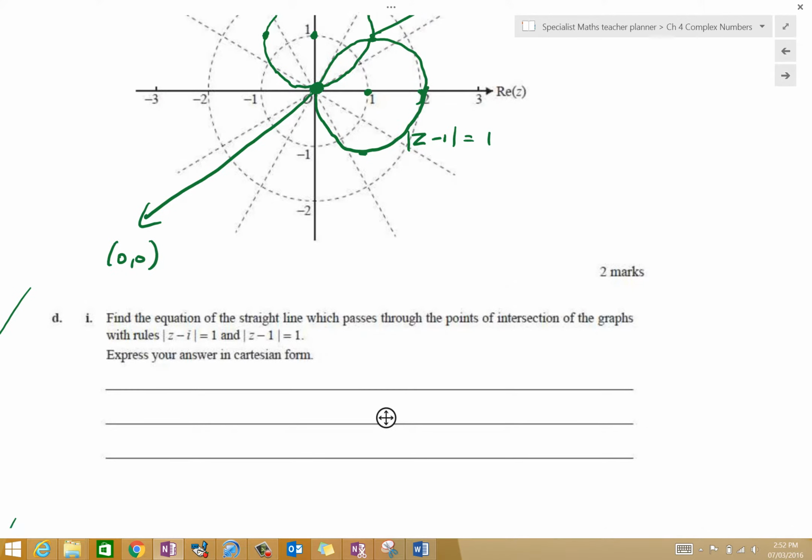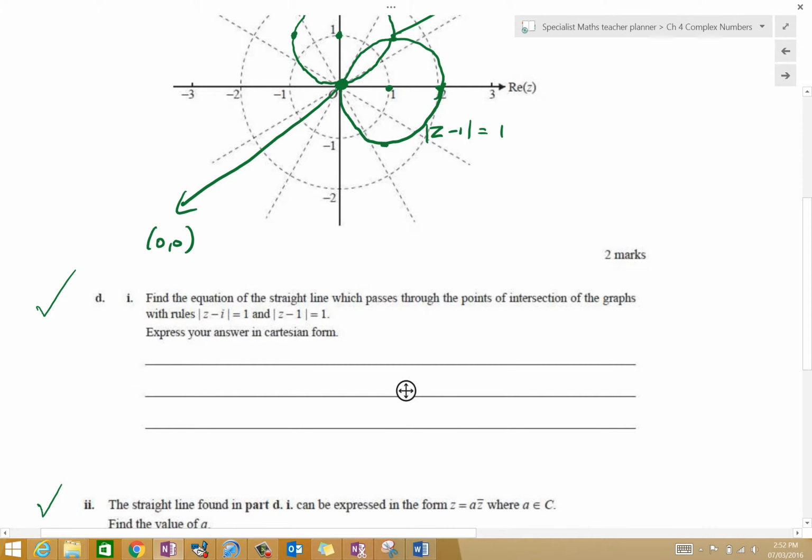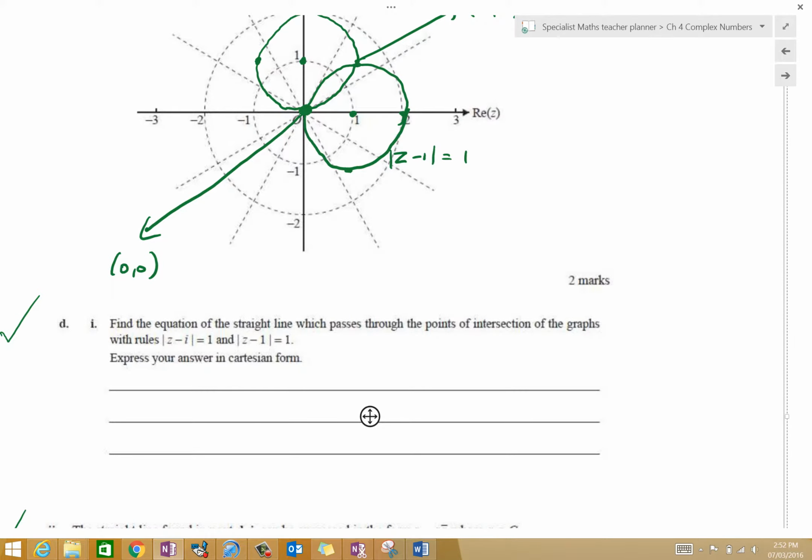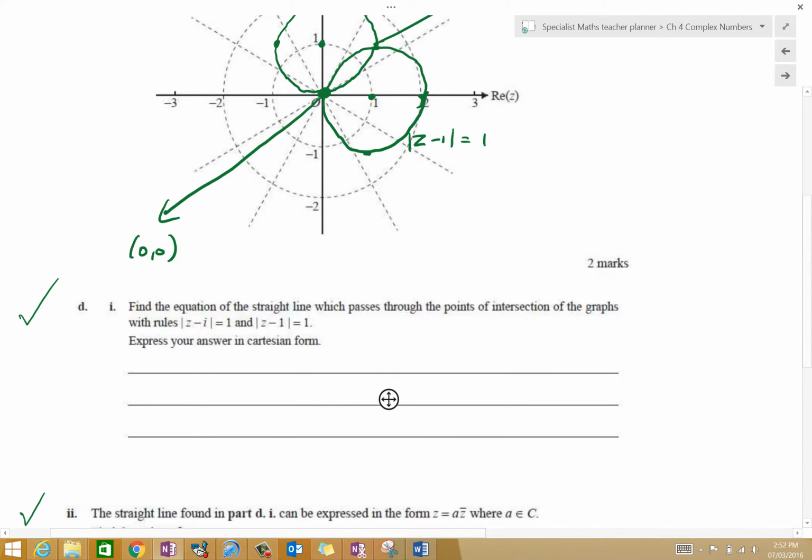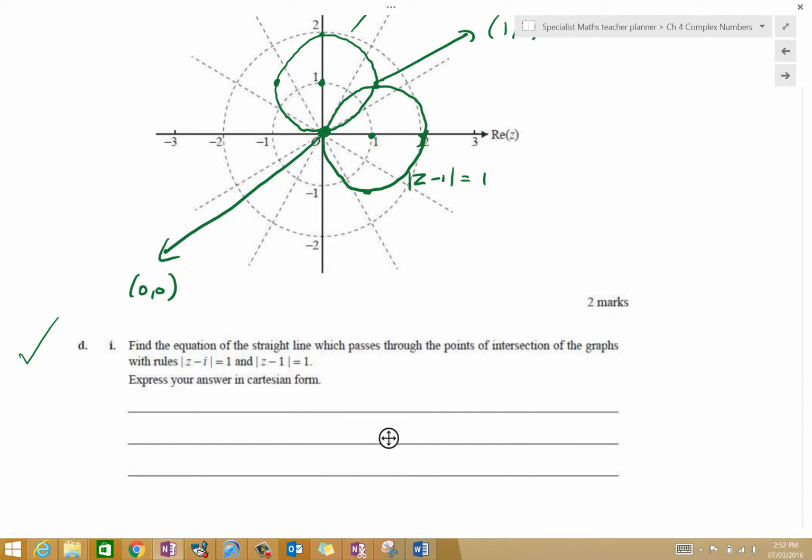Now, find the equation of the straight line which passes through the points of intersection. What do you think that will be? I've got intersection points at 0, 0 and 1, 1. What's the y-intercept? 0. What's the gradient? 1. So therefore the line is what? Is y equals x. Quite pretty straightforward, isn't it?